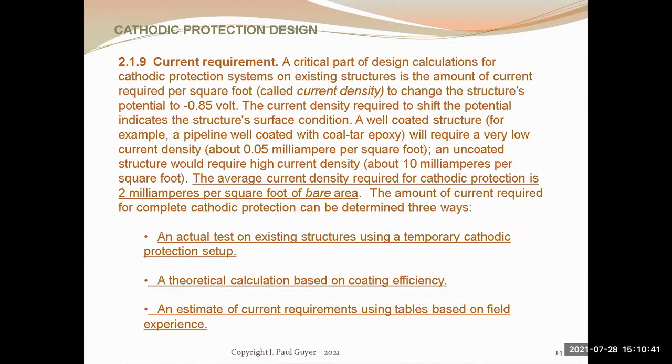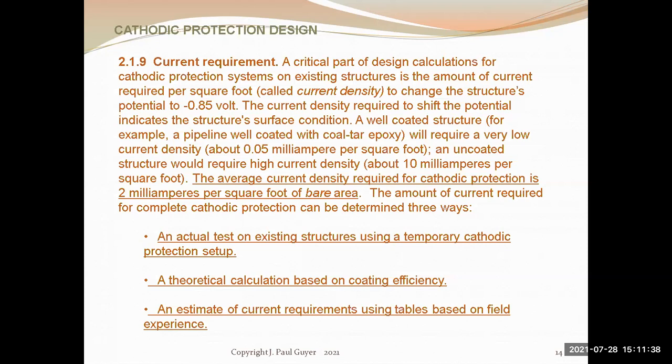How much current needs to be flowing in this electrical circuit in order to achieve your target of minus 0.85 volts, the cathode being 0.85 volts more negative than the electrolyte, the soil. Your target is to achieve a condition where the cathode is more negative than the electrolyte, and that pushes the negatively charged oxygen ions away from the cathode to the anode.